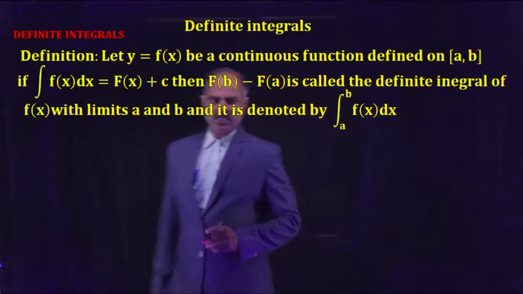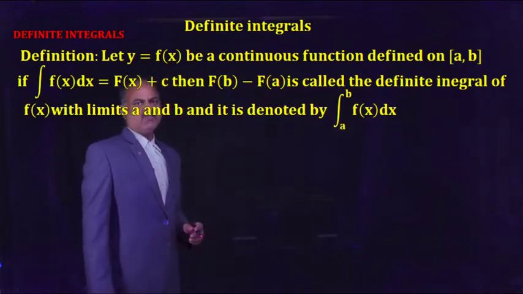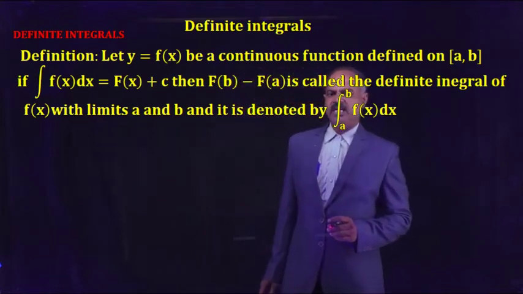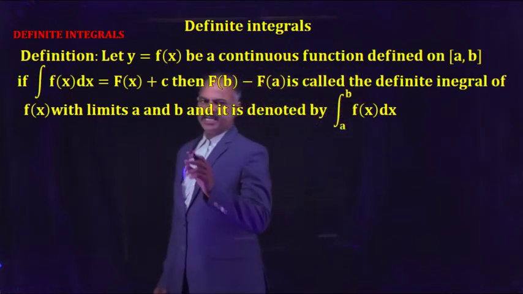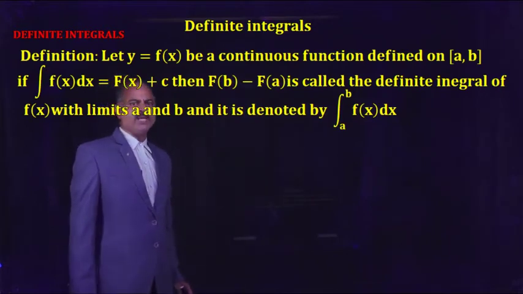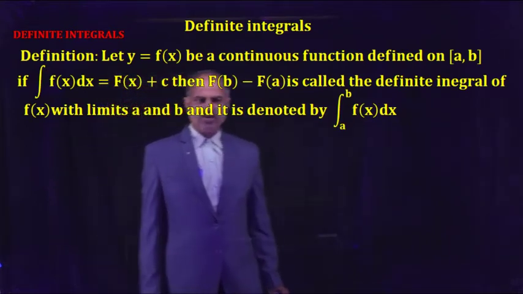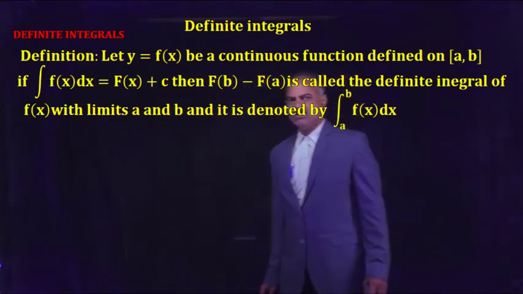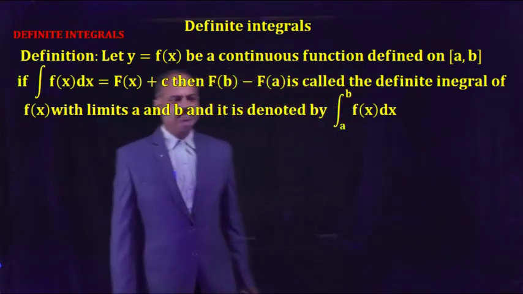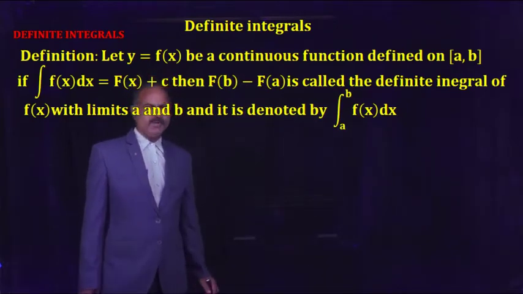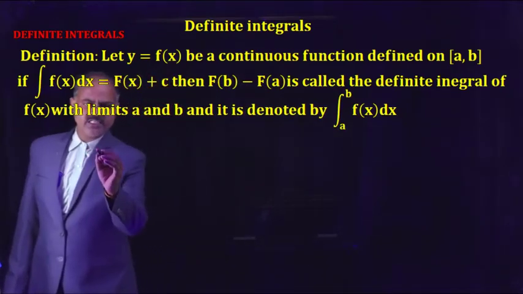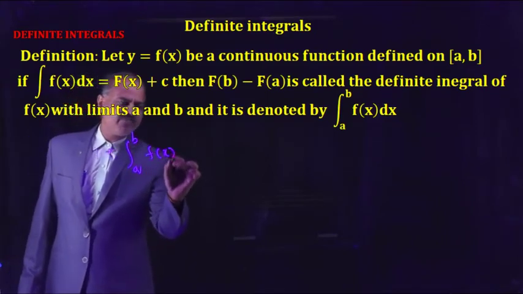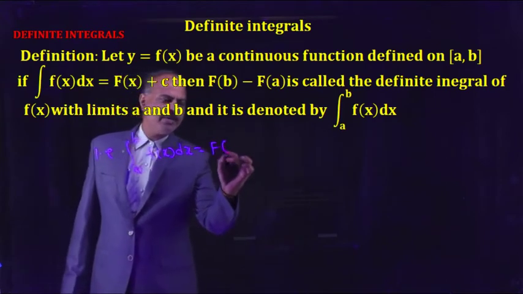Definite integral definition: let y equal to f of x be a continuous function defined on the closed interval a comma b. If integral f of x dx equals capital F of x plus c, then F of b minus F of a is called the definite integral of f of x with the limits a and b, and it is denoted by integral a to b f of x dx. So integral a to b f of x dx equals F of b minus F of a.